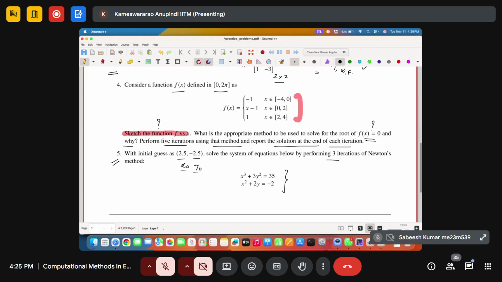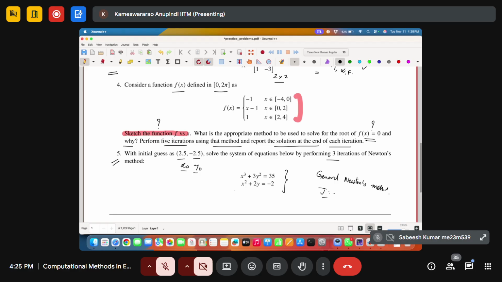Okay, so essentially this is a system of nonlinear equations, right? x cubed plus 3y squared equals 35, x squared plus 2y equals -2. You need to solve this system with this initial guess, performing 3 iterations. That means you're going to use the general Newton's method. So it will use the Jacobian, if I'm not wrong. We're defining the Jacobian, right? Yes, you will use the Jacobian and then calculate from there.